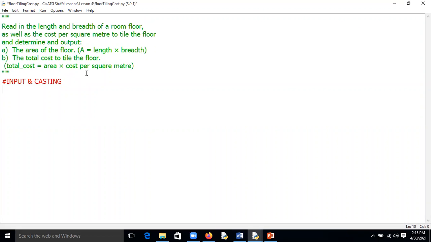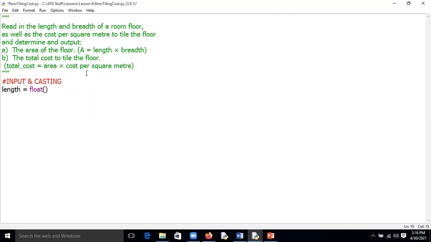Now just remember that the length and breadth of a room will not necessarily be a whole number. You're not going to get a room that is 3 meters by 4 meters or whatever it is. It might be 3.2 meters or 3.1 meters. So when we are inputting our length and breadth, it's going to be of type float. And if we are looking at our cost per square meter, it deals with money, and money is of type float.